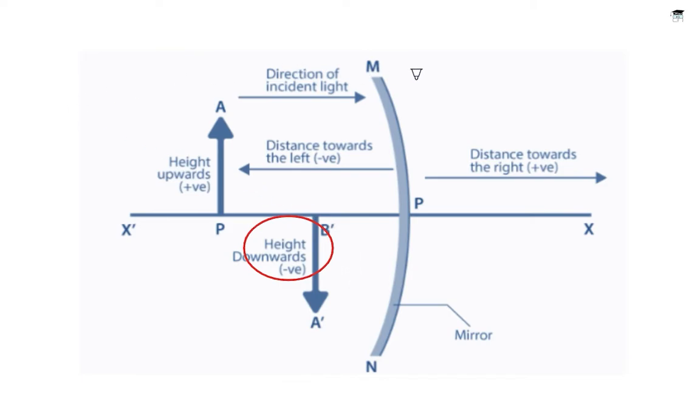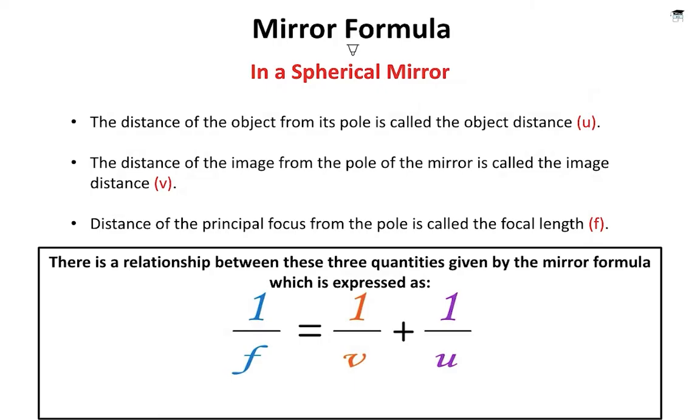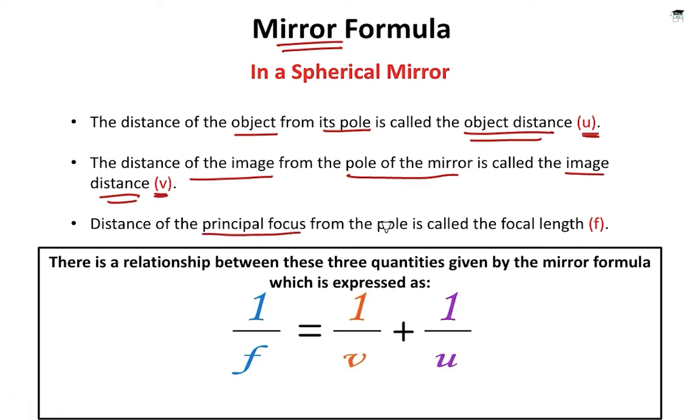So we are going to use these six sign conventions when we do numericals. Now let's take a look into mirror formula and magnification. First of all, we are going to learn about the mirror formula in a spherical mirror. The distance of the object from its pole is called the object distance and it is denoted with u. The distance of the image from the pole of the mirror is called the image distance and it is denoted with v. As you already know, the distance of the principal focus from the pole is called its focal length, denoted with f. Now there is a relationship between these three quantities given by the mirror formula, which is expressed as 1/f = 1/v + 1/u.